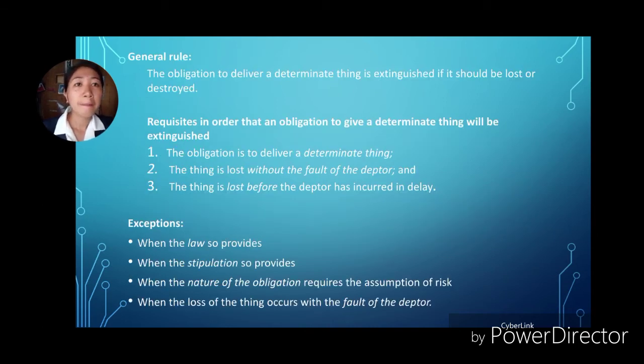General rule: the obligation to deliver a determinate thing is extinguished if it should be lost or destroyed. Requisites in order that the obligation to give a determinate thing will be extinguished: the obligation is to deliver a determinate thing; the thing is lost without the fault of the debtor; and the thing is lost before the debtor has incurred in delay. The other exceptions are when the law so provides, when the stipulation so provides, when the nature of the obligation requires the assumption of risk, and when the loss of the thing occurs through the fault of the debtor.